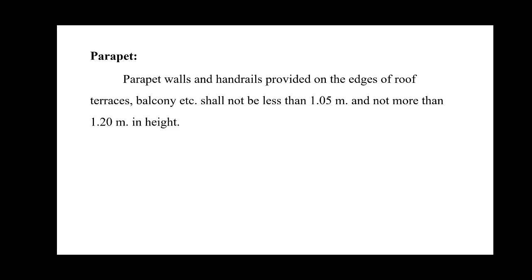Next, parapet wall. Parapet wall and handrails provided on the edges of the roof, terraces, balcony, etc. shall not be less than 1.05 meters and not more than 1.2 meters in height.